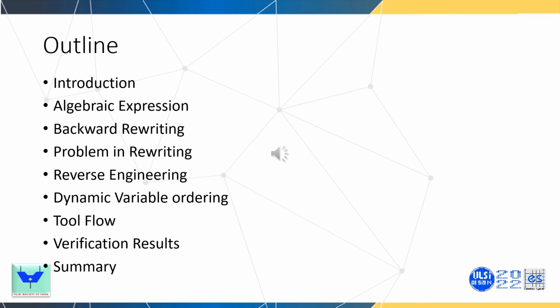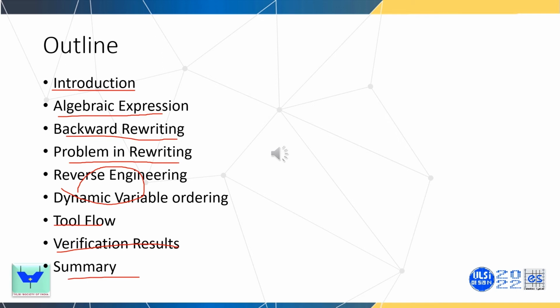In this presentation, we will discuss how algebraic backward rewriting can be a foolproof solution to verify multiplier circuits, how it works, and what problems may occur during rewriting. Also, we will see how we can overcome them. Here are the major points to be discussed in the entire presentation: a little introduction about multiplier verification, what the algebraic expressions of circuits are, how backward rewriting works, what problems may arise during rewriting, our proposed method to overcome them, the flow and the verification results. Finally, I will summarize my presentation.